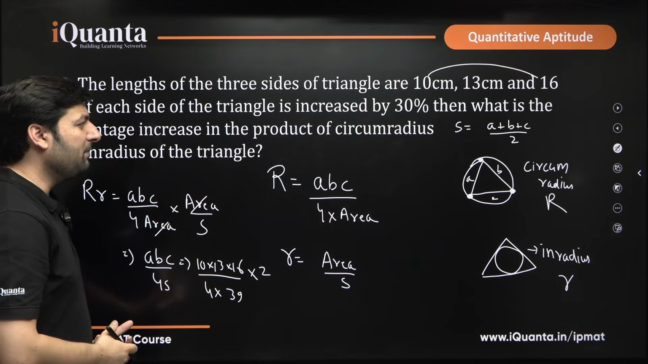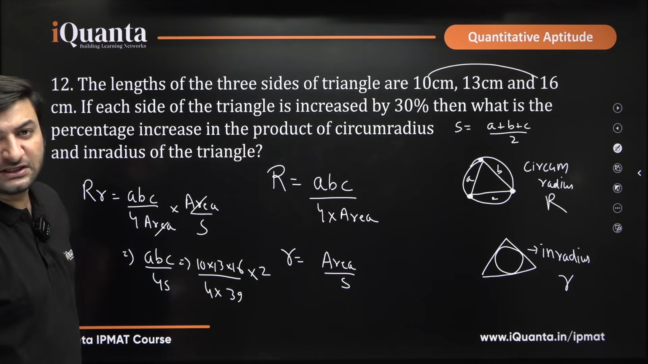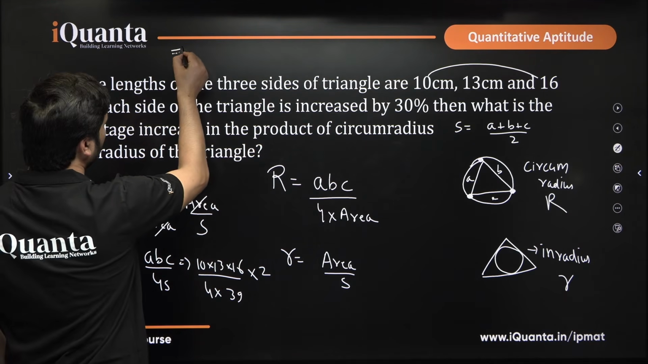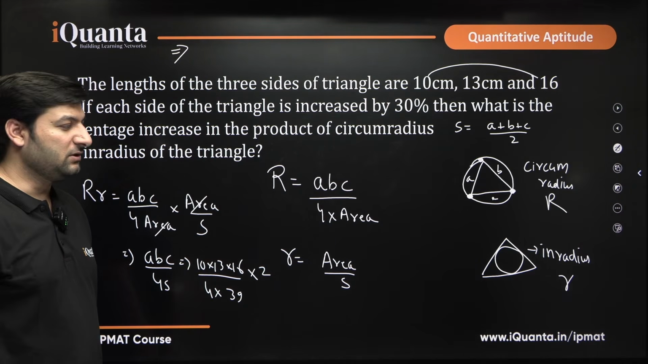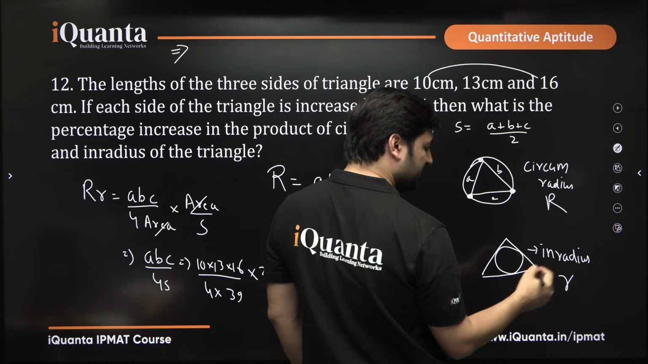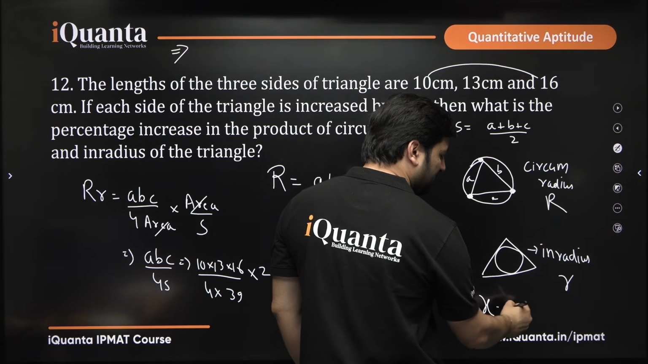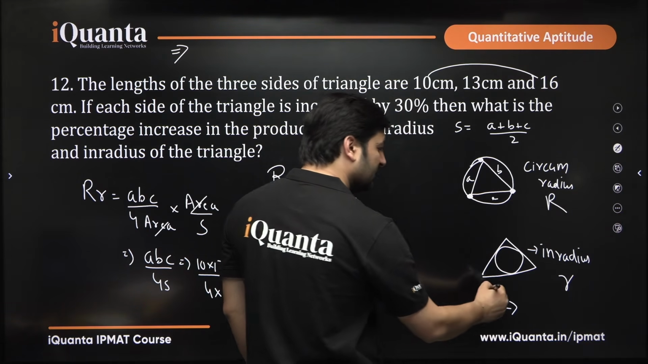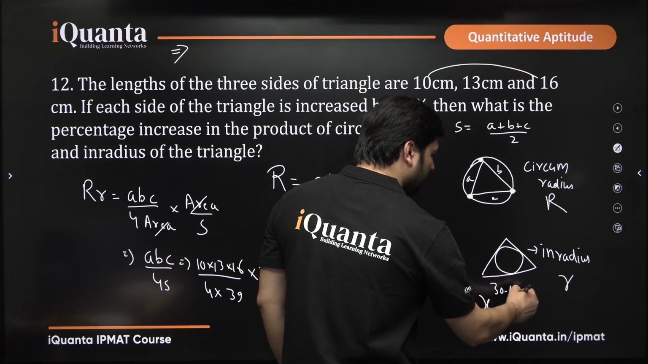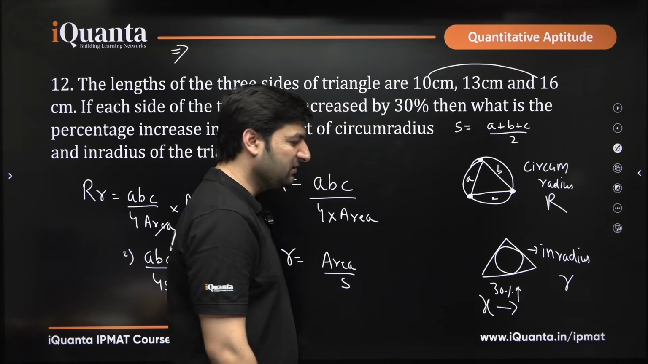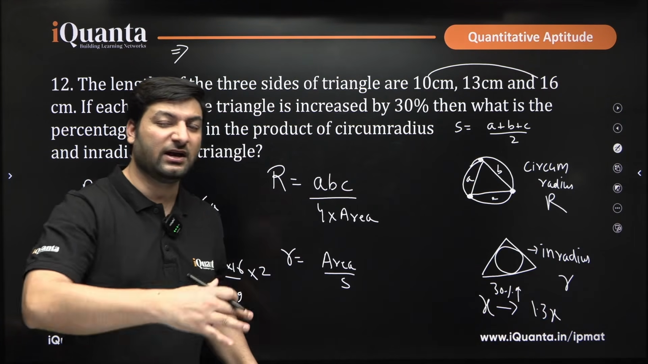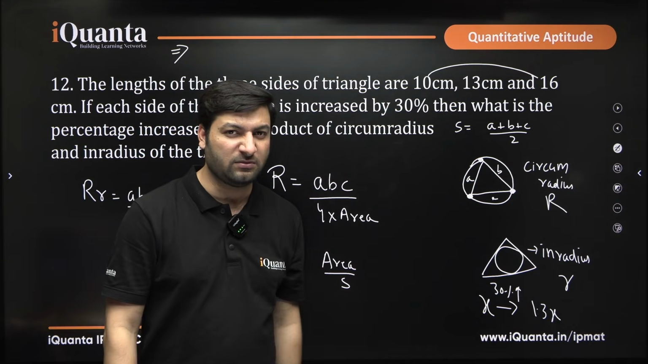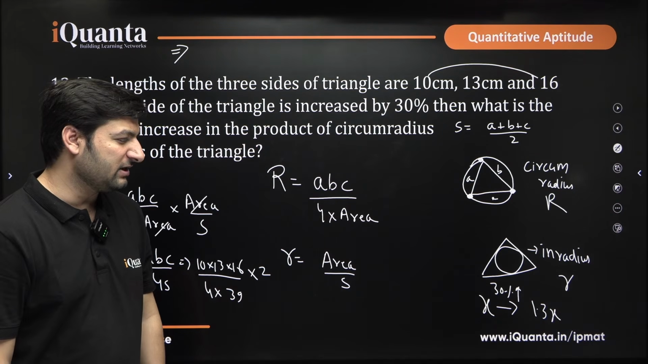But then what is happening now? Every side is getting increased by 30%. If every side gets increased by 30%, what happens? This is just a concept of percentage: if you have some number x and you have to increase it by 30%, you multiply it with 1.3, yes or no? Those students who are studying in the iQuanta classes, we told you this multiplying factor method, other students might have gone through it as well.